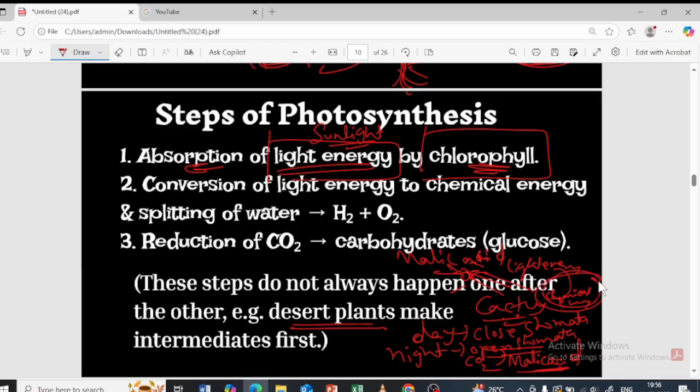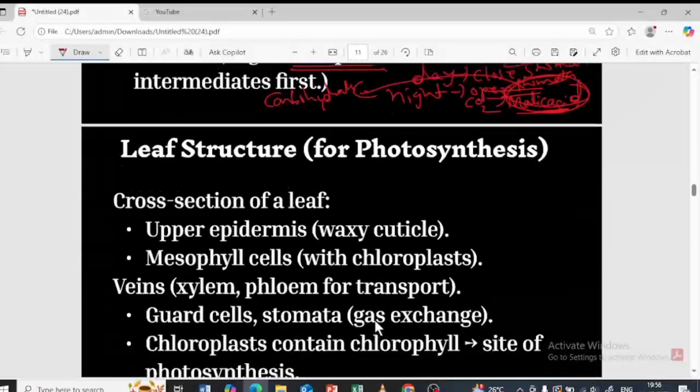By using that chemical energy, the malic acid is converted. Obviously the light energy is absorbed by the chlorophyll pigment and converted into chemical energy. Using that chemical energy, this malic acid is formed into what? The carbohydrate or the glucose, right? Yes. So that is going to take place.